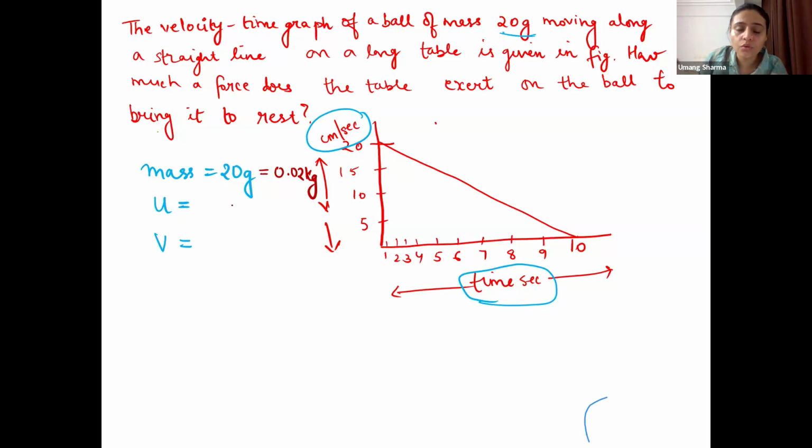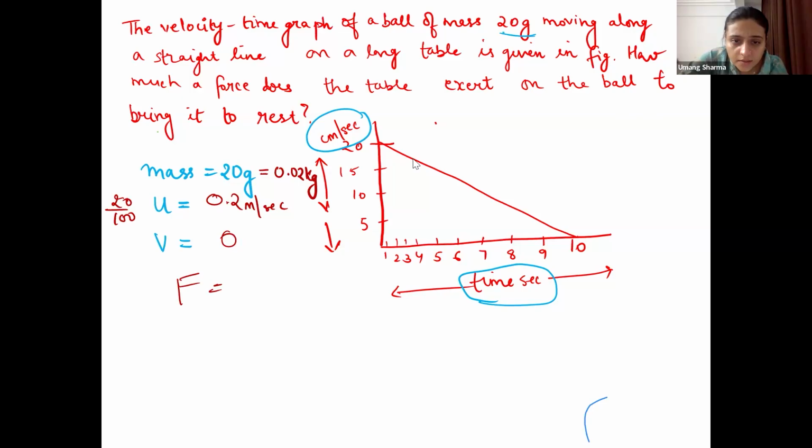20 upon 100 you have to do. What you will get? Yes, Abhay. So 0.2 meter per second is the initial velocity. You have to change it. Now v is 0. How much of force does the table exert on the ball to bring it to the rest? Now you have to calculate for force. So someone has already given me the answer. Okay, Dhanishri, now calculate it for the force.